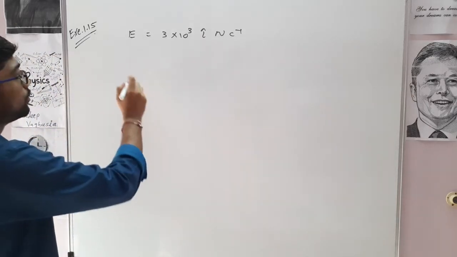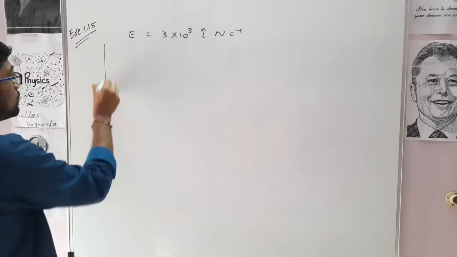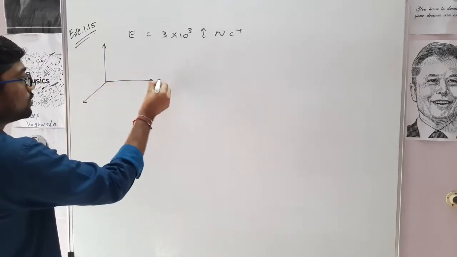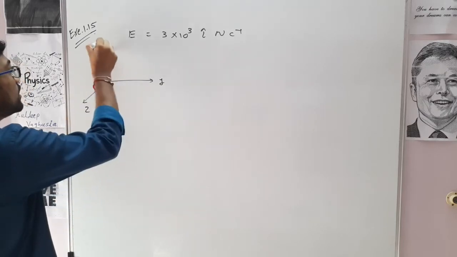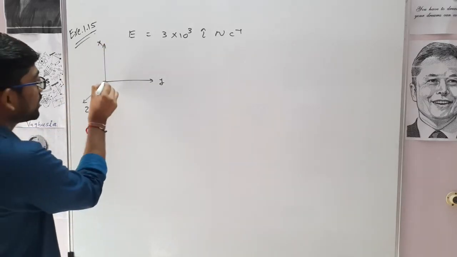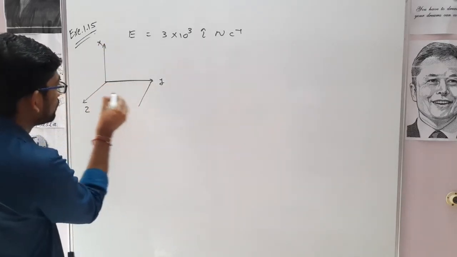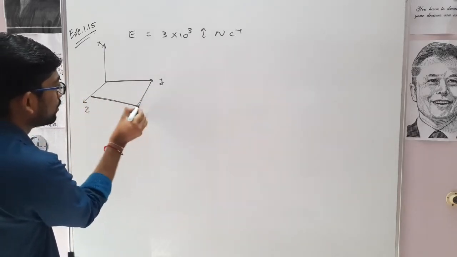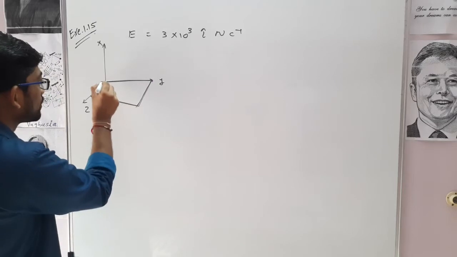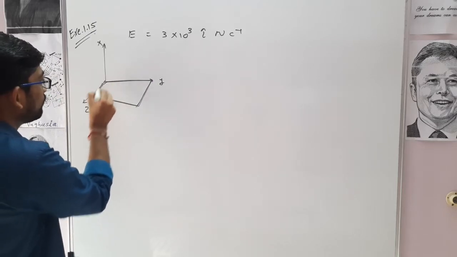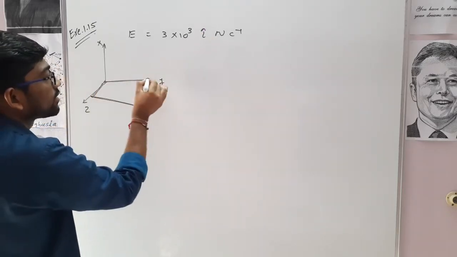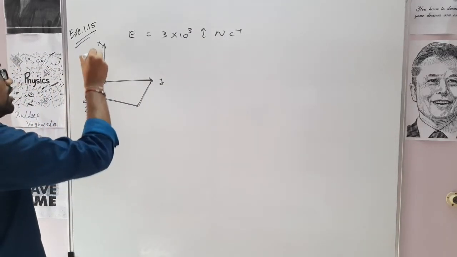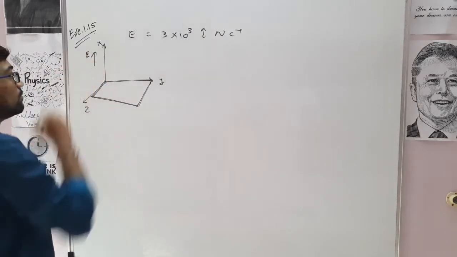Okay, so suppose this is YZ and this is X. So the plane is here. Okay, here is the plane. And the electric field is in i cap direction. i cap means X axis direction. Okay, so the electric field is in this direction. This is the electric field.